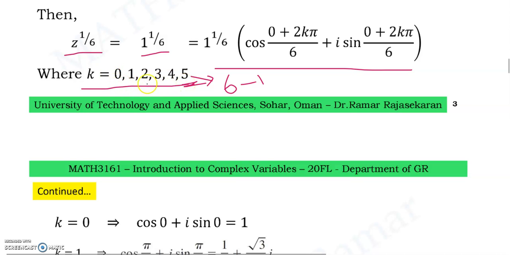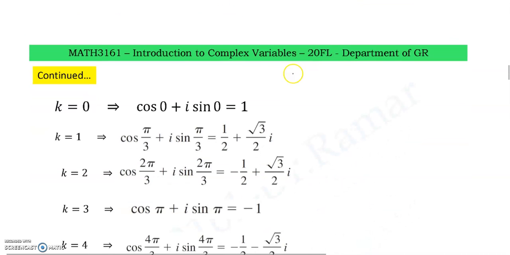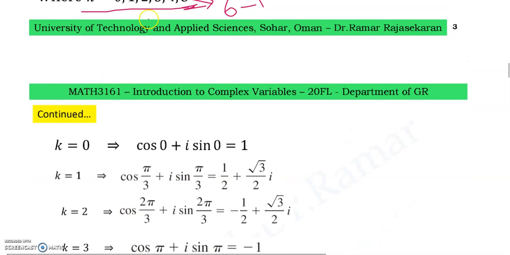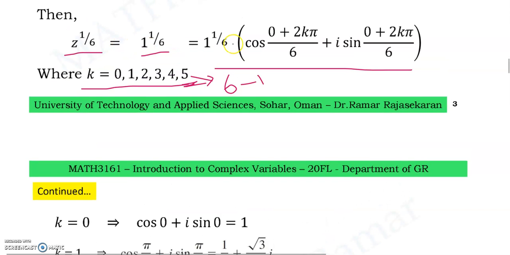Now for each value of k we have to write the value of this. Substitute the value of k here. First, k is equal to 0. If k is equal to 0, then 0 plus 0 divided by 6, and 0 divided by any number is 0, so cosine 0 plus i sin 0 is equal to 1. You can find the value of cosine 0 in the calculator, using radian mode. Similarly find the value of the sine term, so here it is 1.